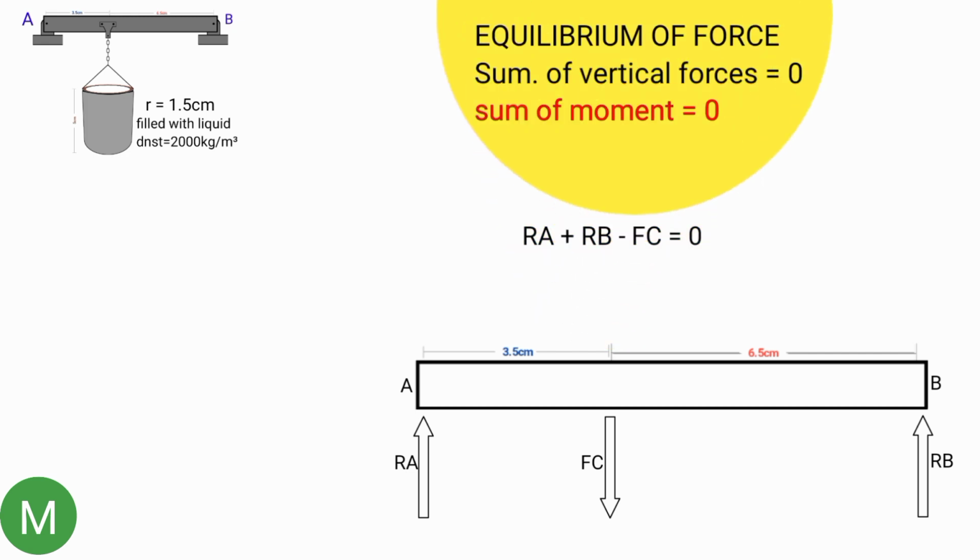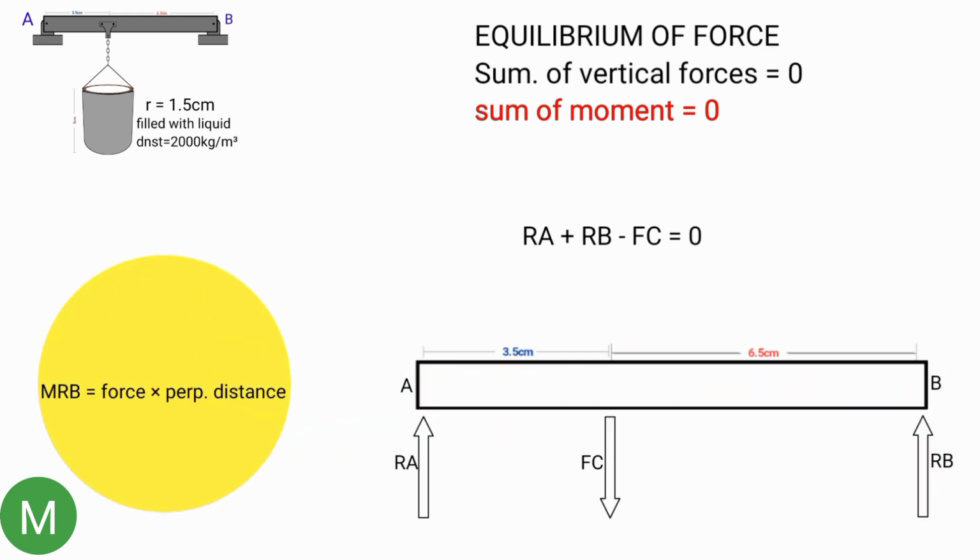Since the moment at all points equals 0, let's take all the moments acting at this point A, sum them up and equate them to 0. The moment caused by RA at point A is 0 because it's acting directly at the point. There is no perpendicular distance. For the moment caused by RB, since moment is calculated by force times perpendicular distance, the force here is RB and the perpendicular distance is from here to here. That is 3.5 centimeters plus 6.5 centimeters, which is 10 centimeters. So MB equals RB times 10 centimeters, which equals 10 RB centimeters.